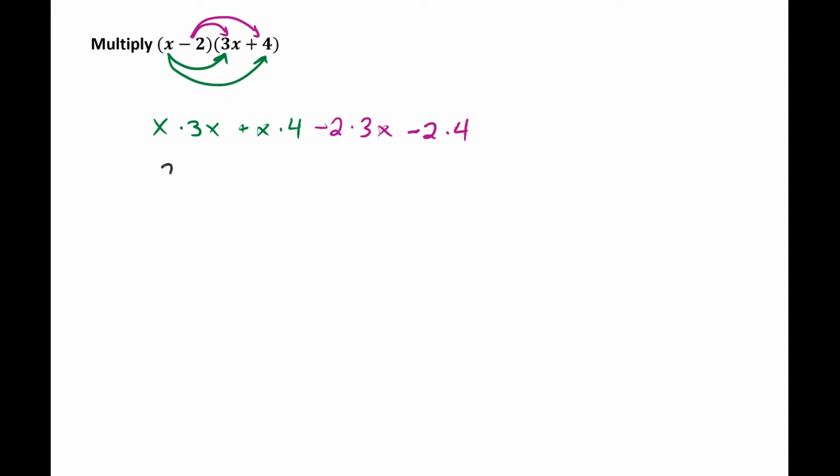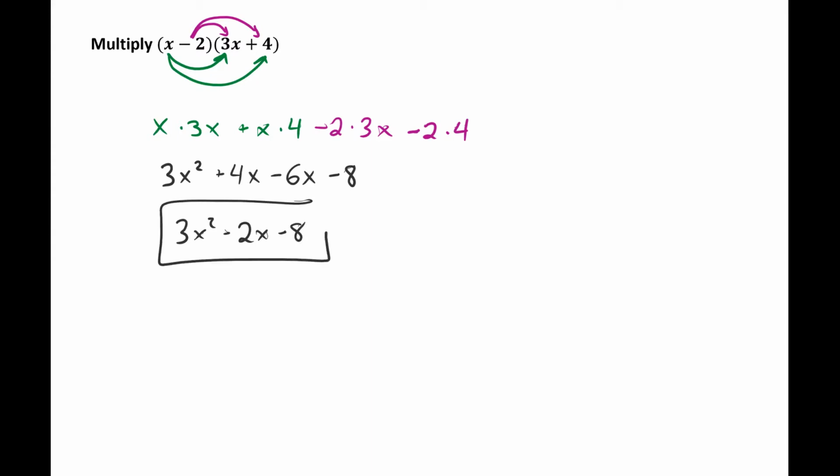Work through this. 3x times x is 3x squared. X times 4, that'd be 4x. And then negative 2 times 3x is negative 6x. And negative 2 times 4, negative 8. And I get 3x squared minus 2x minus 8. There's my simplified product. Okay, so I'm taking each term in the first binomial, multiplying it by each term in the second one. And there's a nice way to remember this process.